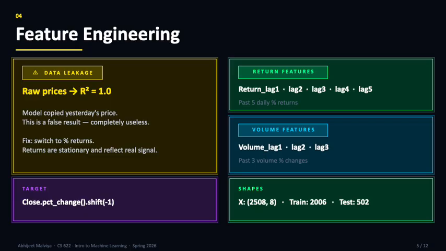So the fix was to switch to returns, which are the percentage changes, as both the features and the target. Returns are stationary and reflect actual market signal rather than just price level. The final feature set has 8 inputs: 5 lagged daily returns, which are T-1 through T-5, and 3 lagged volume percentage changes. The target is the next day return. After dropping null rows from the shifting operations, we end up with 2,508 usable samples, where 2,006 are used for training and 502 are used for testing.